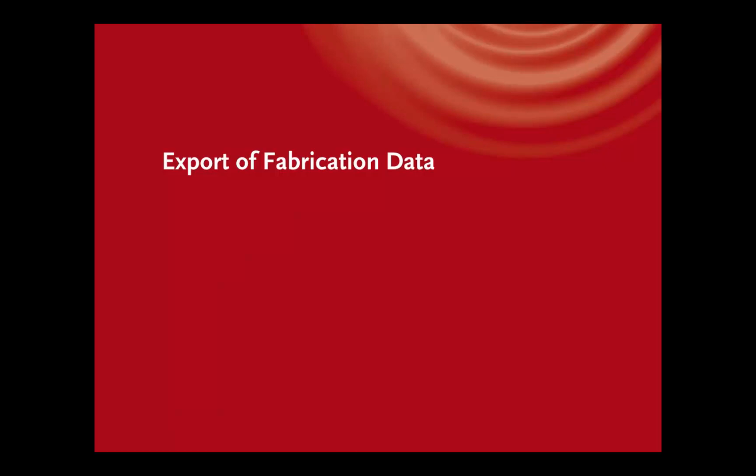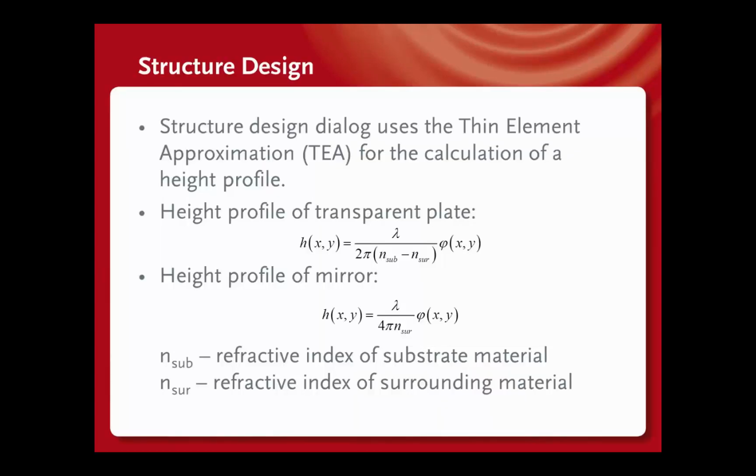So what we still need to get some fabrication data are two different steps. First of all, we need to calculate a surface profile. For the calculation of the surface profile, typically the so-called thin element approximation is used. That means we assume that the height profile is proportional to the calculated phase function. For transparent plates, we use this equation to calculate the height profile, and if you have a microstructured mirror, we use this equation for the calculation of the height profile.